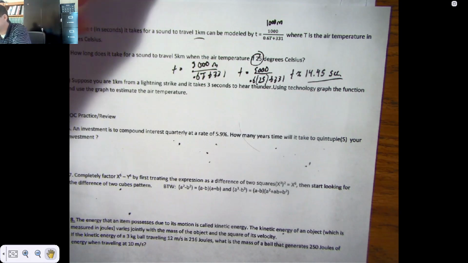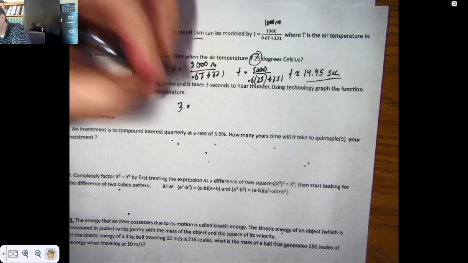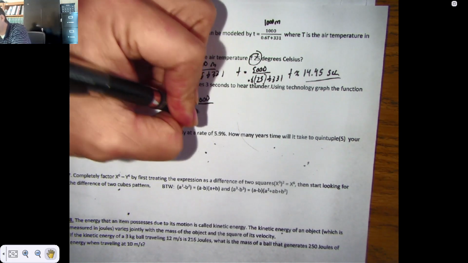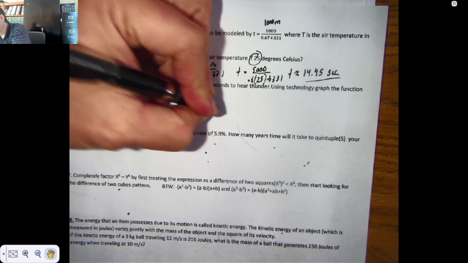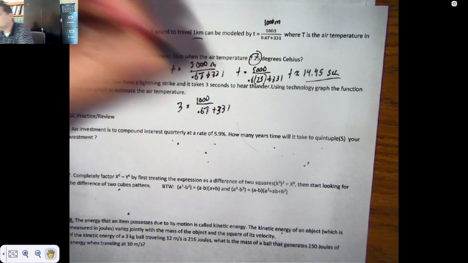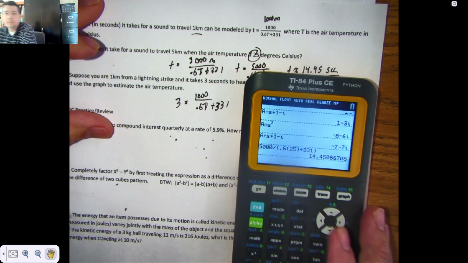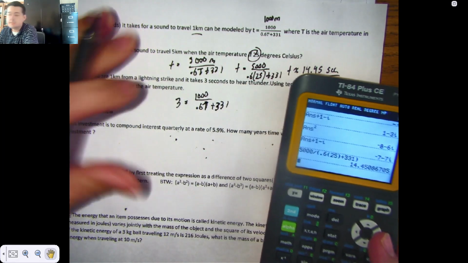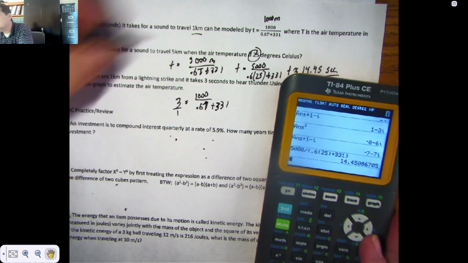B says, suppose you are 1 kilometer from a lightning strike and it takes 3 seconds to hear thunder. Using technology, graph the function and use the graph to estimate the air temperature. So this would be 3 equal to, because it takes 3 seconds, 1,000 over 0.6T plus 331. It's not that hard to do. I don't even know why it says use tech. This is easy. I'm just going to do it by hand.